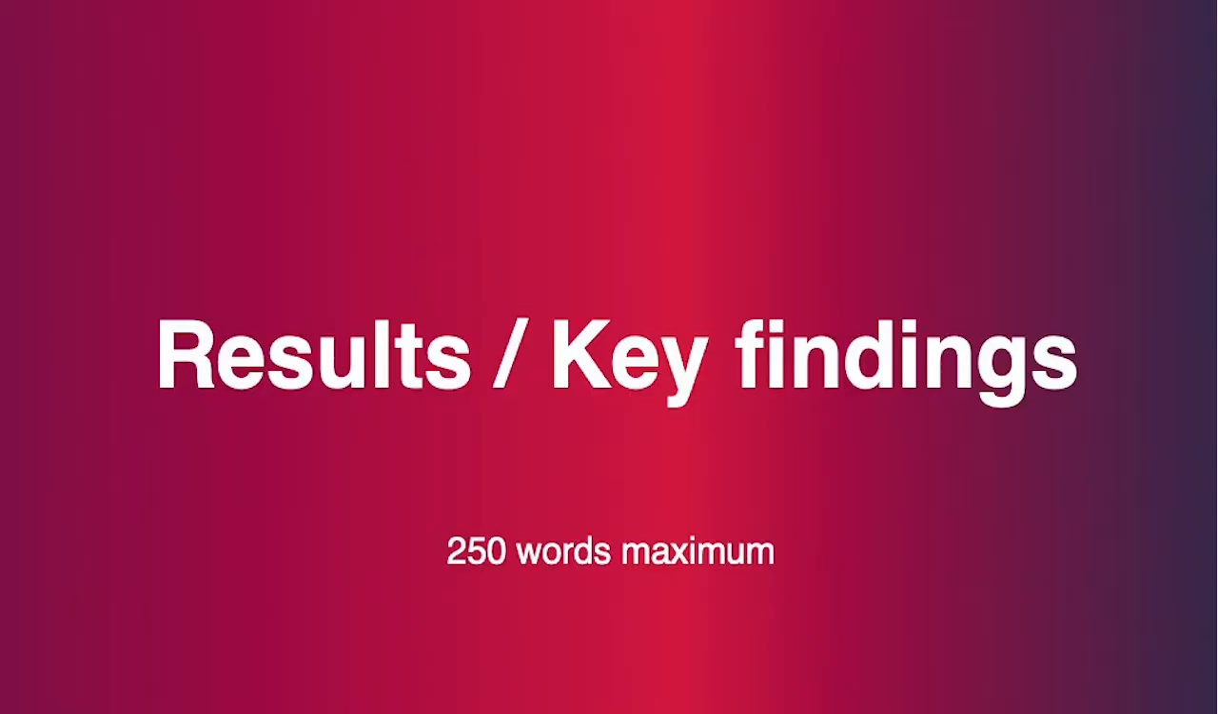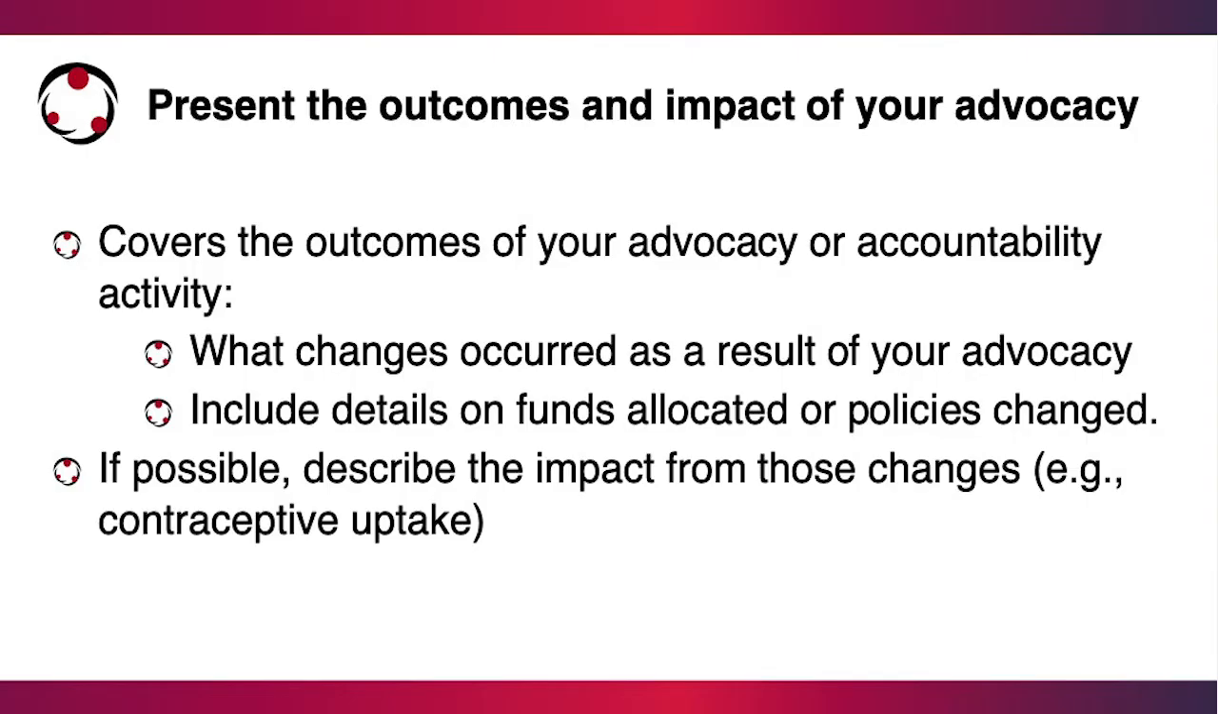Now let's look at the results and key findings section. This section should be no longer than 250 words. This is also a very important section. It covers the outcomes of your advocacy and accountability activities and what changes occurred as a result of your advocacy. Include details on any funds allocated and any policy changes. If at all possible, also describe the impact from those changes, such as improvements in contraceptive uptake.